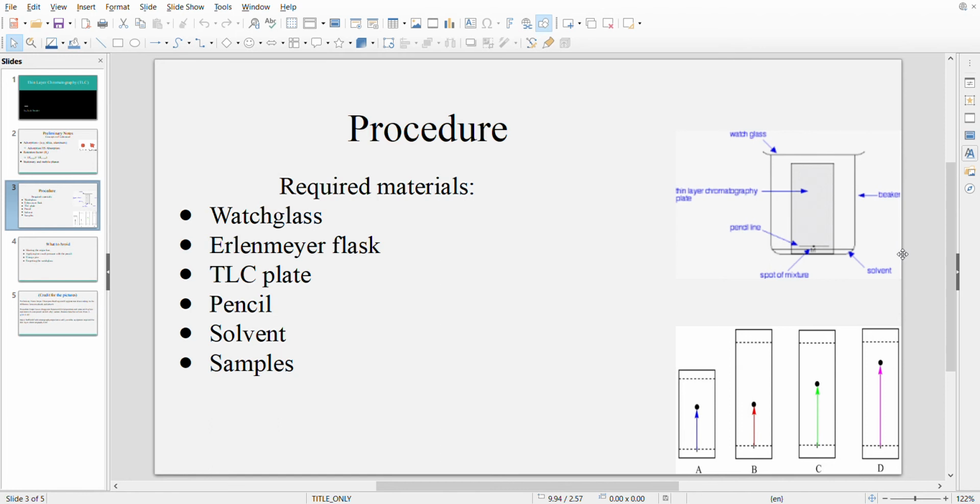Remember, the adsorbent is oftentimes silica, which is polar. If one of the samples that you're testing on the TLC plate is polar, it'll likely stay with the silica gel and not rise as much.